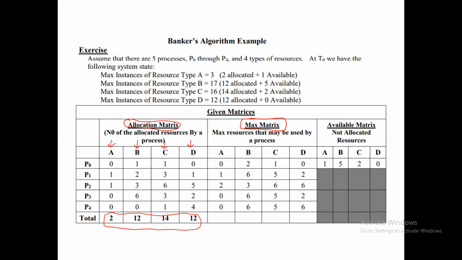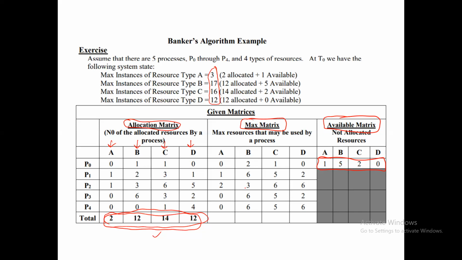After allotting currently these many resources, out of the given 3, 17, 16 and 12, if we deduct this value, we are left with 1 5 2 0. So this is the availability matrix that is given to us. My mistake, yes, this is the availability matrix. Currently the system has type A 1, type B 5, type C 2 and type D 0. So these are the resources available. With these available resources, we will try to see whether each of the processes P0 till P4 will be able to meet its maximum requirement.